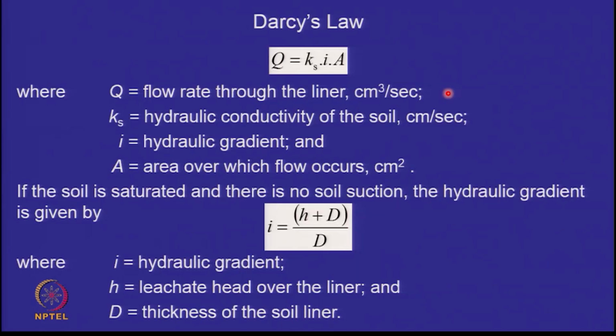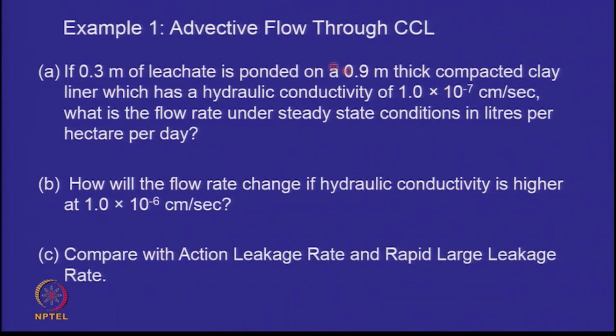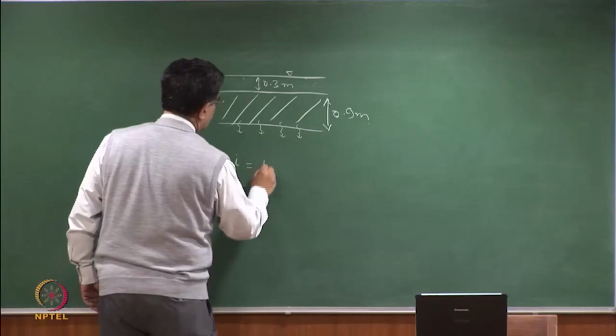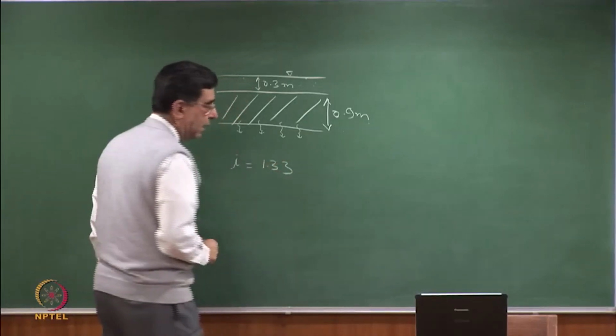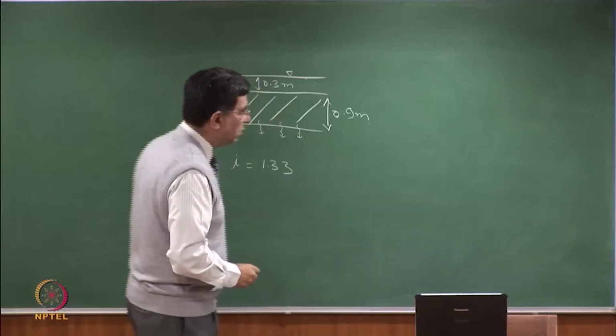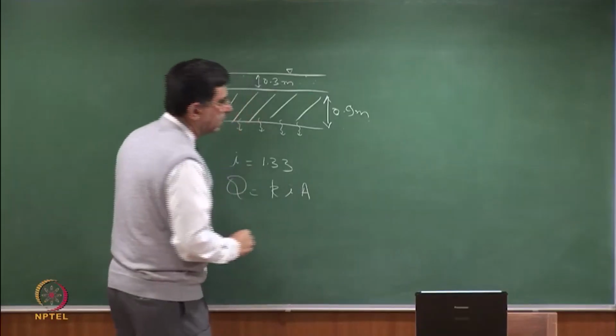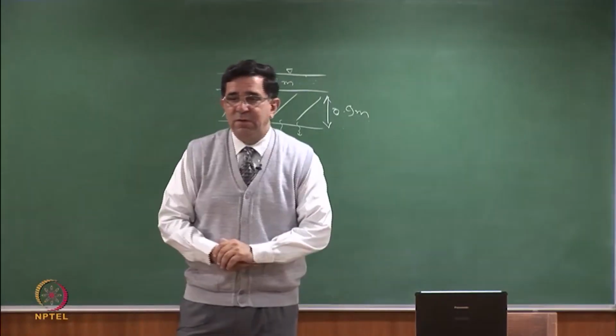And here is the problem back again. If you have noted the formula, 0.3 meter is the head, 0.9 meters is the thickness of the compacted layer, and the conductivity is 10 to the power of minus 7 centimeters per second. So if you put in these values, what is the value of i that you get? i is equal to, and with that you can do Q is equal to, and all you have to do is convert it to liters.